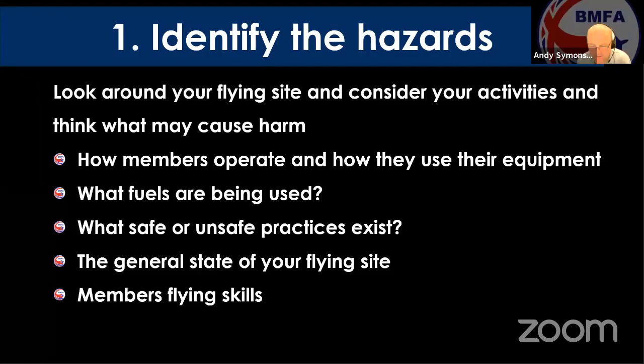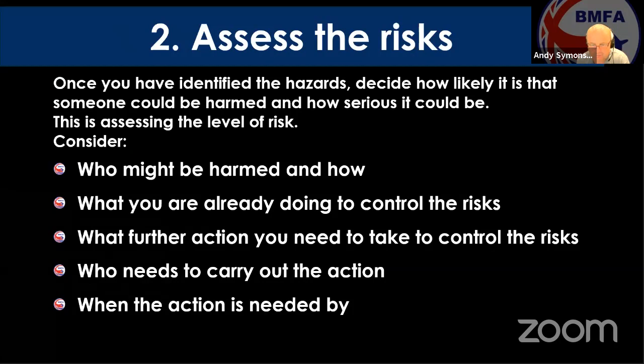Right, so after our step one then, where we've identified the hazards, we then have to assess the risks. So decide how likely it is that somebody could be harmed and how serious it could be from these hazards. To assess the level of risk, there's a few things we need to consider. First of all, who might be harmed and how. You also ought to consider in there what could be damaged and how. So, vehicles, buildings, that sort of thing.